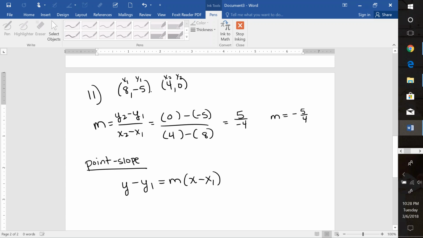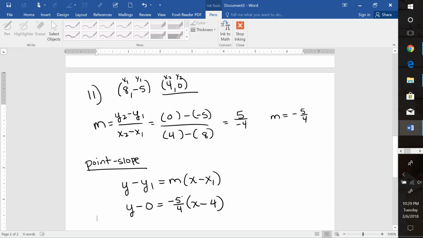It doesn't matter which point you pick, so I'm going to pick the one that looks easier to plug in. So y minus 0 equals -5/4 times (x minus 4). You do have to make sure you pick both of these values from the same ordered pair.